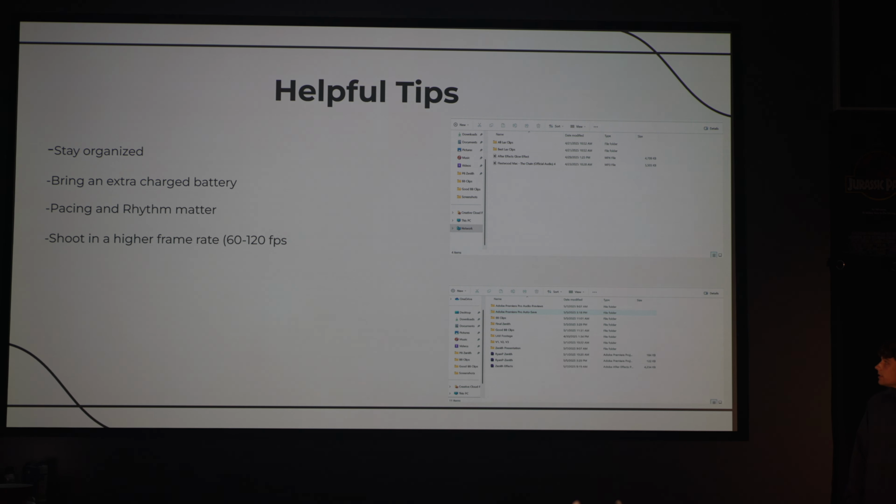So here's some helpful tips. One is definitely staying organized. I'm not the most organized person, so staying organized was definitely very helpful. And it's helpful in post-production when you need to put together all your clips and find them. And then also bring an extra charged battery, because for a given sports edit shoot, you could be rolling for an hour and a half, 2 hours of footage, and having an extra charged battery is definitely helpful. Pacing and rhythm also matter a lot. And then shoot in a frame rate 60 to 120 FPS for those slow-mo shots that you might need to use, because if you're in 20 or 30 FPS, it's just not going to come out good.